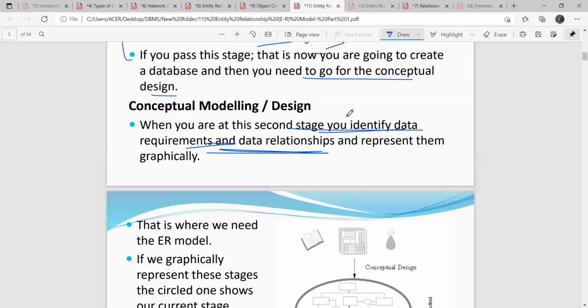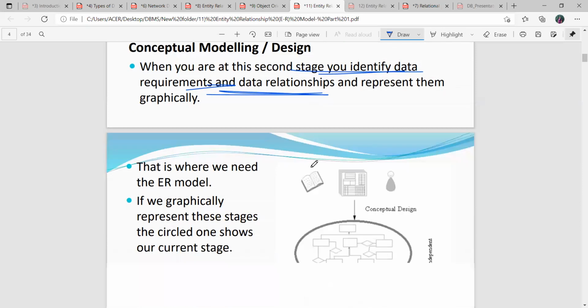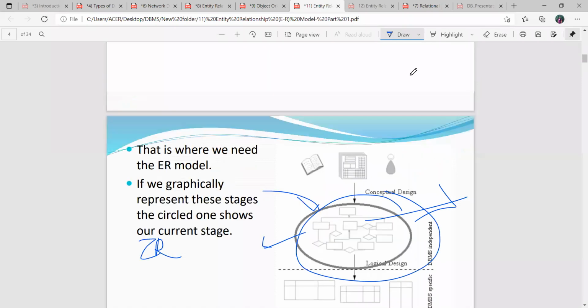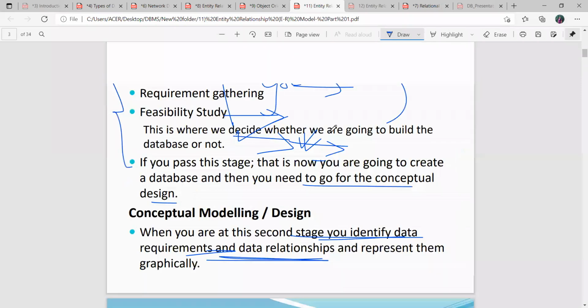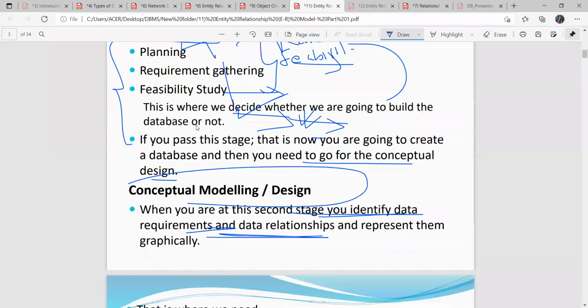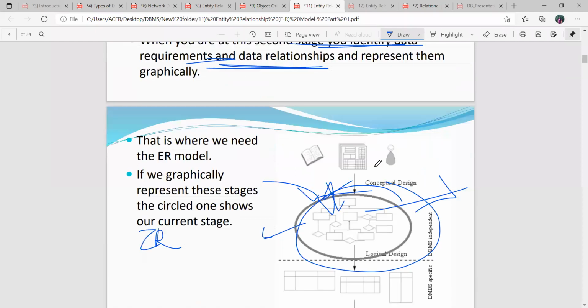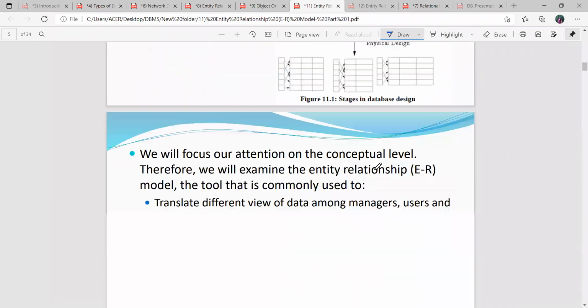So this is the place where we need an ER model. This is the graphical representation stage. So this is the conceptual model. The ER diagram is the graphical representation. So after analyzing, we go for the conceptual modeling. Under the conceptual modeling, now we are going to discuss ER diagrams. That means how you can represent the entities and the relationships.